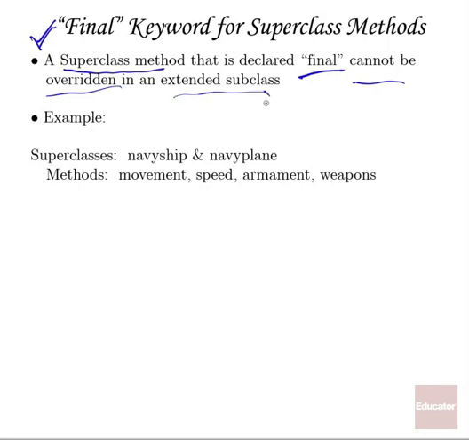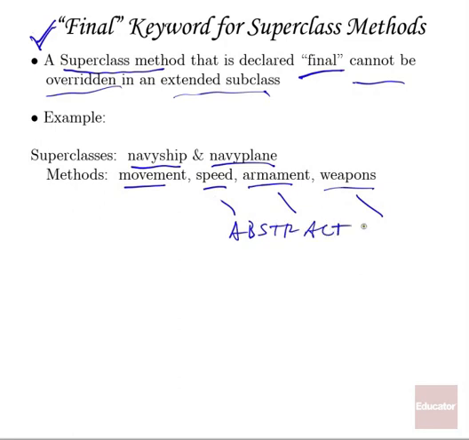So let's say that we've got another video game role-playing game, and let's say that this is like a World War II type of video game where we've got ships, Navy ships, and Navy planes. Let's say that these vehicles, these ships and planes, have methods that control their movement, and then how fast they're moving, speed, their armament, whether they are heavily armored or weakly armored, and what kind of weapons they have. Let's say that the speed, armament, and weapons subclass methods are going to be abstract.